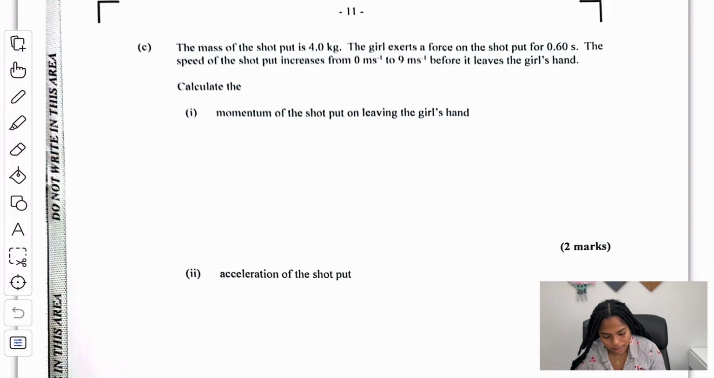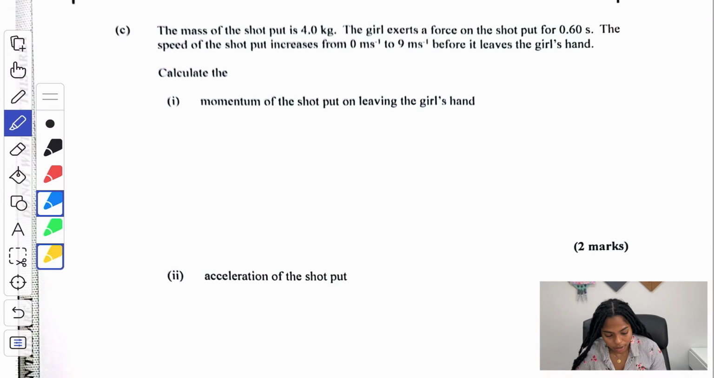Now, C says the mass of the shot put is 4 kilograms. I like to highlight or circle or write, so that sometimes when you don't really know what to do, when you see the things that you have and the things that you have to find, it could help us figure out, okay, maybe I should use this equation. So I have the mass, I have the time that she's pushing it for, the speed of the shot put initially and finally, and then calculate the momentum.